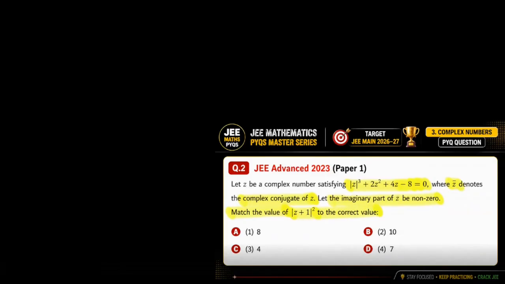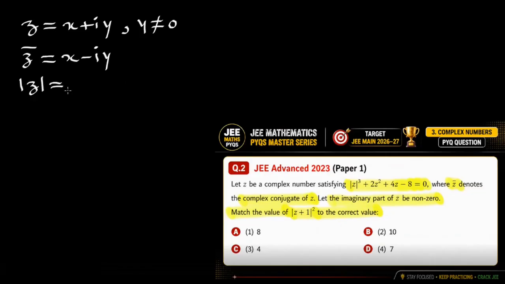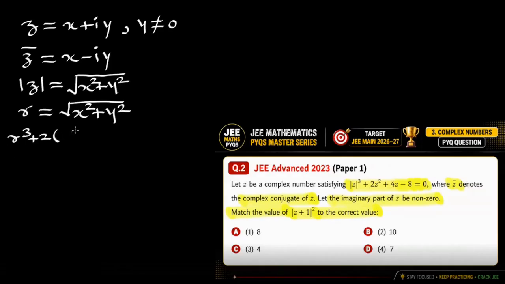First, we will express z in the standard form. Let z = x + iy, where y is non-zero. Then conjugate z̄ will be x − iy, and |z| will be √(x² + y²). To simplify the notation, let r = √(x² + y²). Our equation becomes r³ + 2(x + iy)² + 4(x − iy) − 8 = 0.